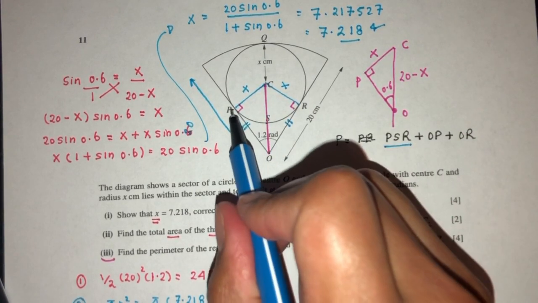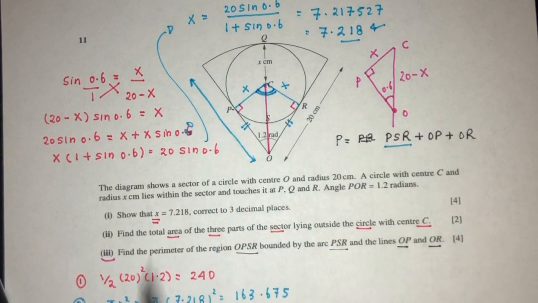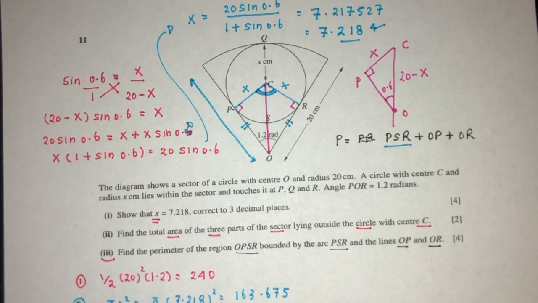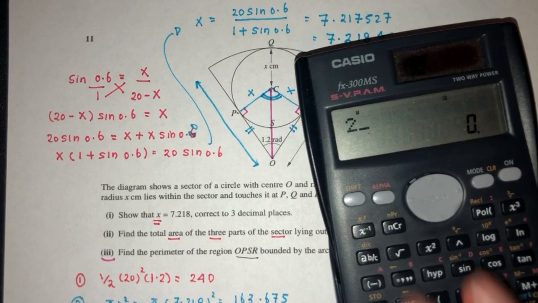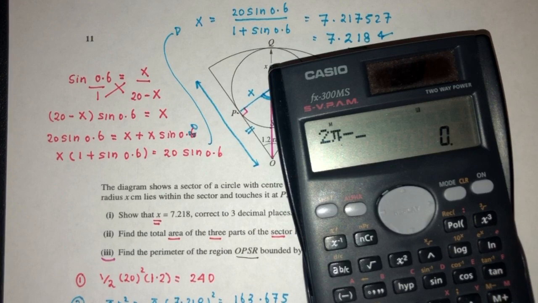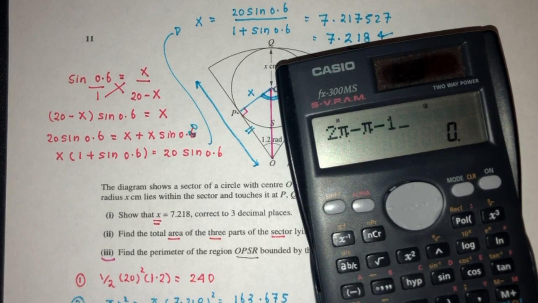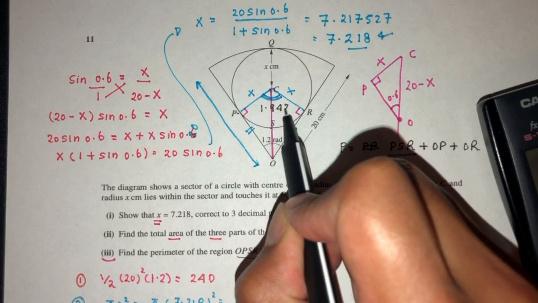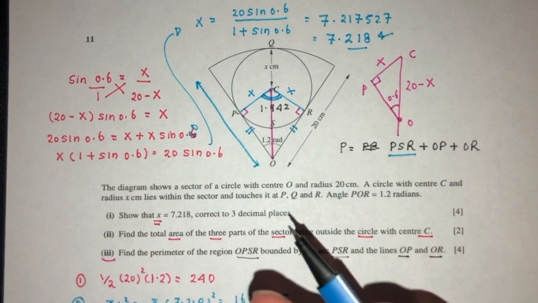So how would you find the arc length PSR? Pretty easy. What is this angle here? Okay, so if you look at the shape PCRO, it is a four-sided shape, which means the sum of all the angles should be 2 pi. So we have 2 pi in total. We minus 90, which is pi by 2, minus 90 should be minus pi by 2, which is minus pi, right? And then minus 1.2, that will be 1.942. That is this angle.